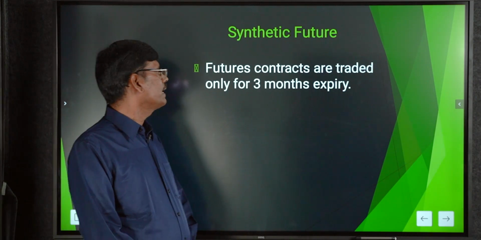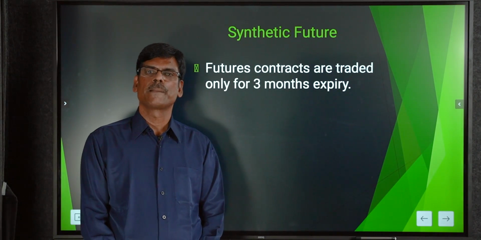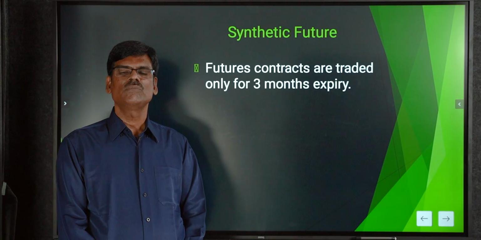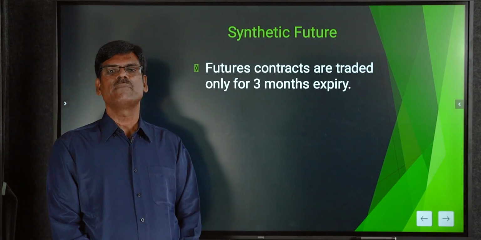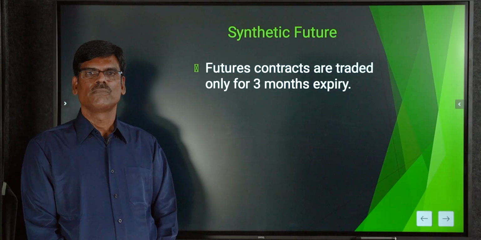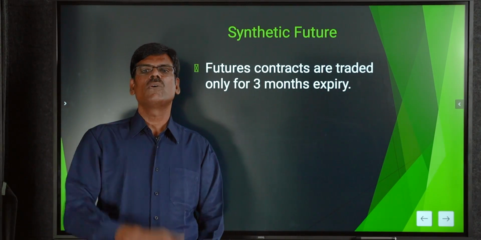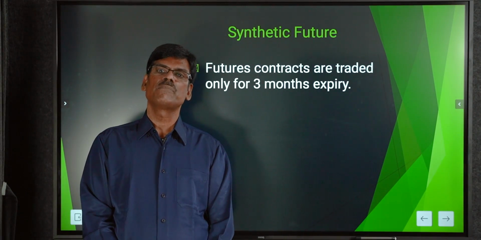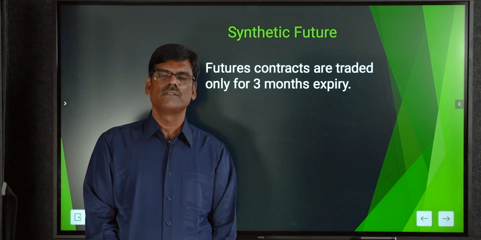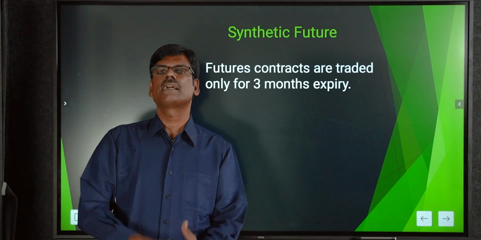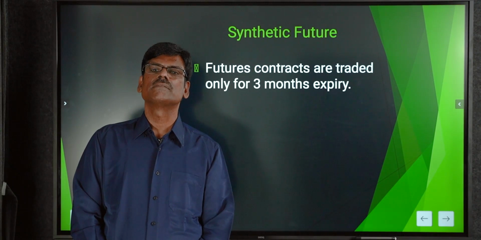Futures contracts are traded only for 3 months. So this is June, July, August. Only 3 months contract only traded. Let us say I want to go long in futures in the December month contract. Is it possible? No. Because the contracts are traded only for 3 months.